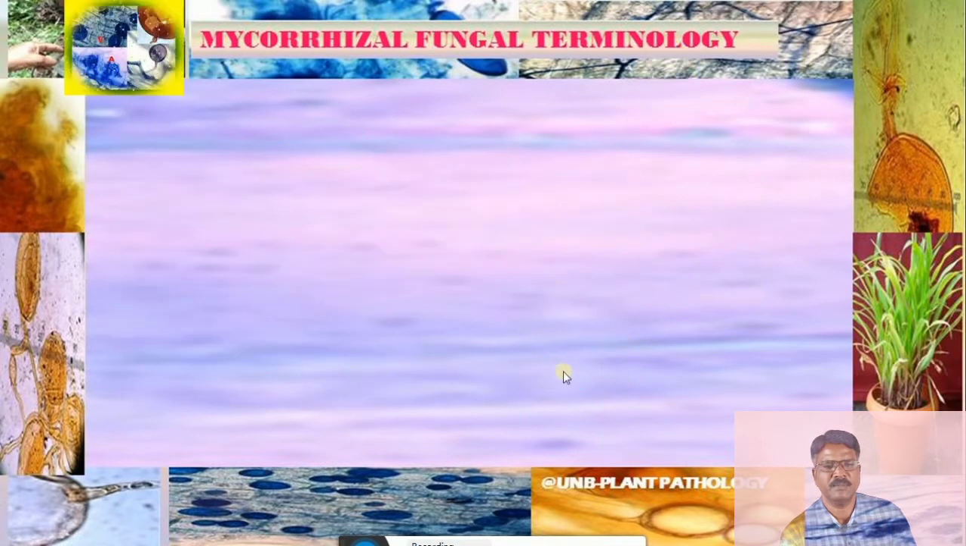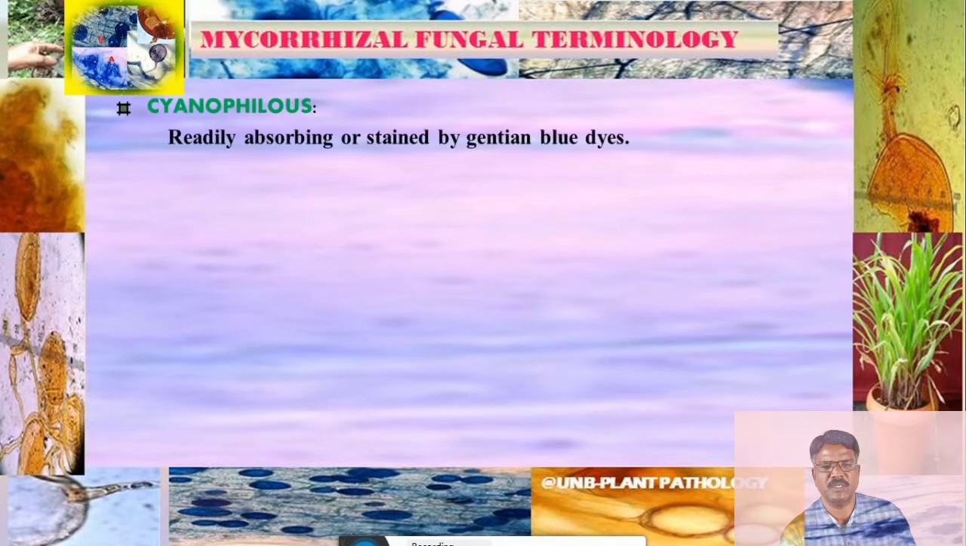The next term is cyanophilous. Cyanophilous is nothing but readily absorbing or stained by Nitian blue dyes. This is one type of dye or stain, and when spores absorb such a stain, it is called cyanophilous.